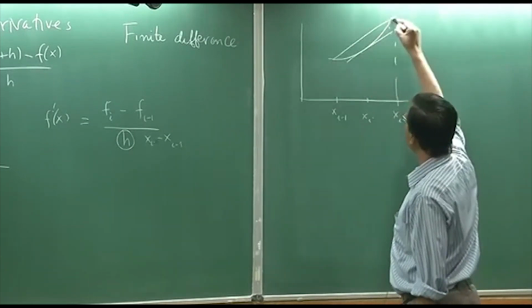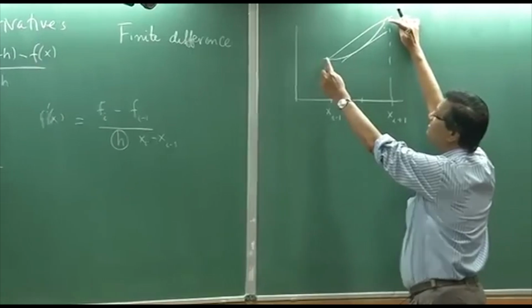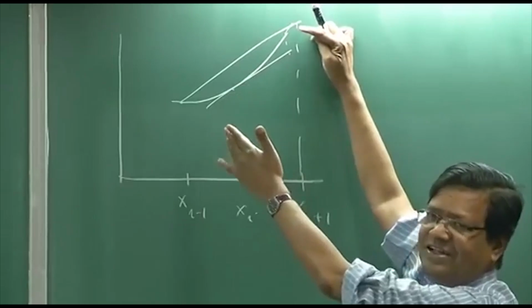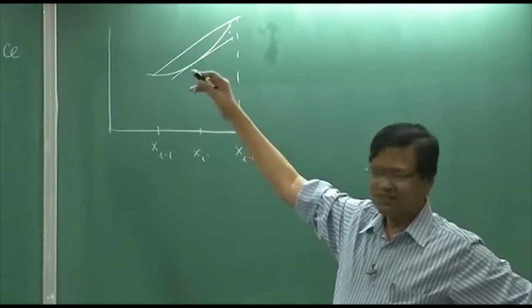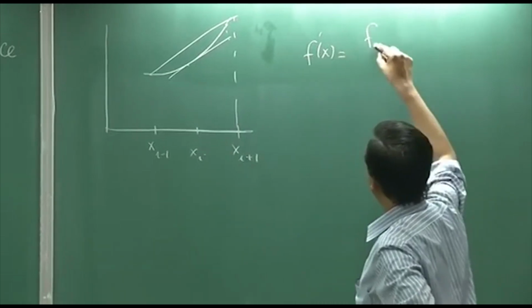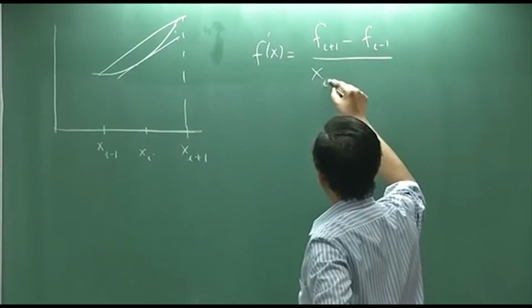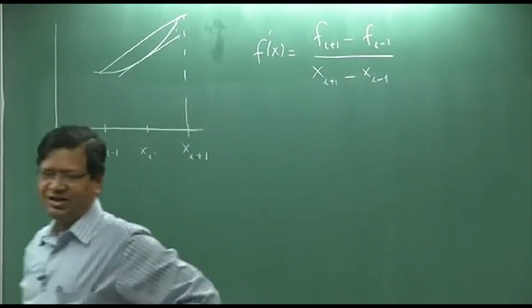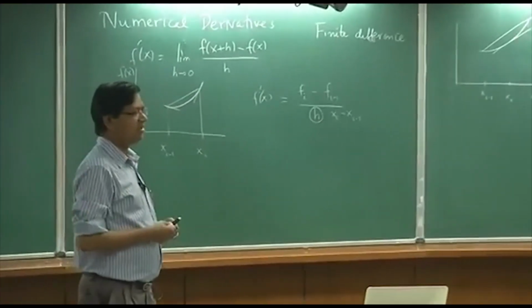I can take these 2 points, and in fact if I want the slope at the midpoint, I should take the difference of the functions at the 2 adjacent points, and this is better. In fact it is exact if the function is quadratic. If the function is quadratic, then I will get an exact formula: f prime of x is f i plus 1 minus f i minus 1, divided by 2h. So this is a better formula, and I will prove it actually. Why is it better? What is the error?